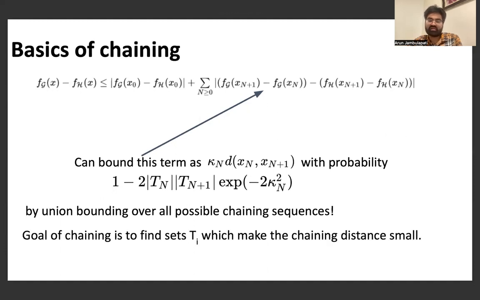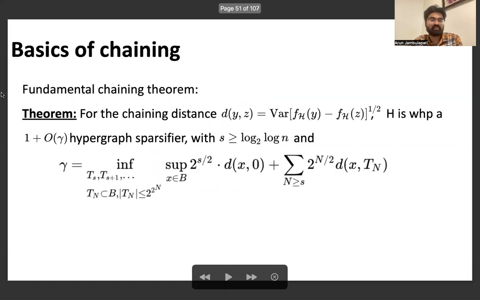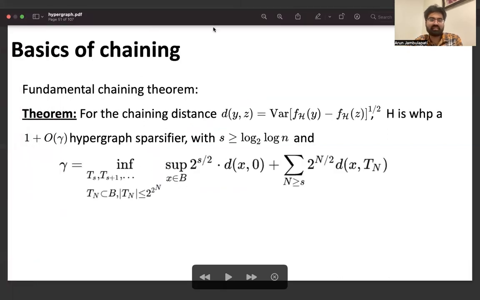Therefore, the main goal that we have is to find some sets T sub i which make this chaining distance small. If we're able to control this chaining distance, then we can use this resulting bound on what this term could be, by Hoeffding's inequality and union bound, and eventually control this quantity we care about. So this gives us our fundamental chaining theorem.